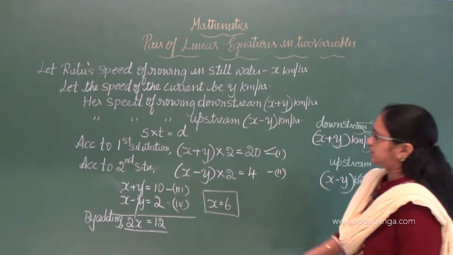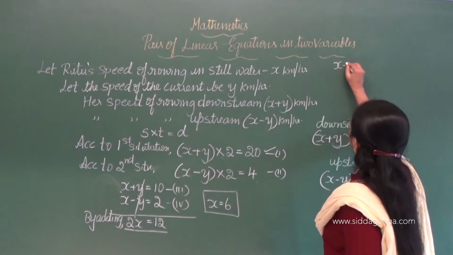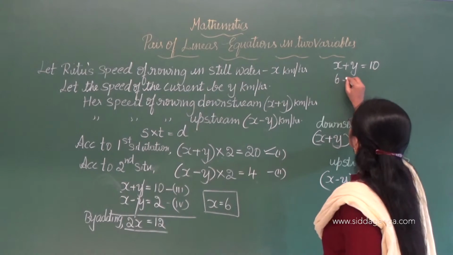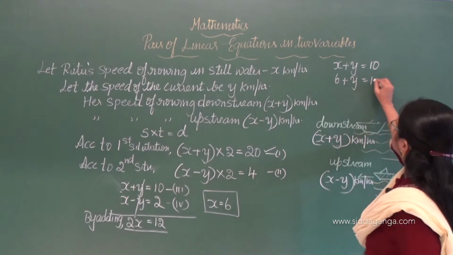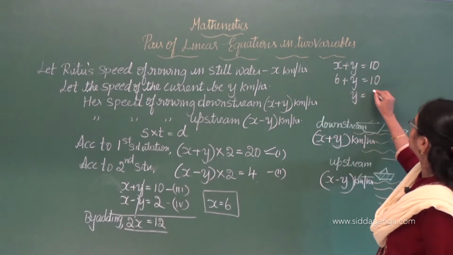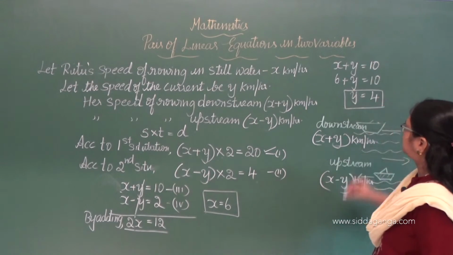So now the x value we have, we will substitute it in the equation. x plus y is equal to 10. x is 6, plus y is equal to 10. So y is equal to 10 minus 6, which is nothing but 4. Now we have y is equal to 4.